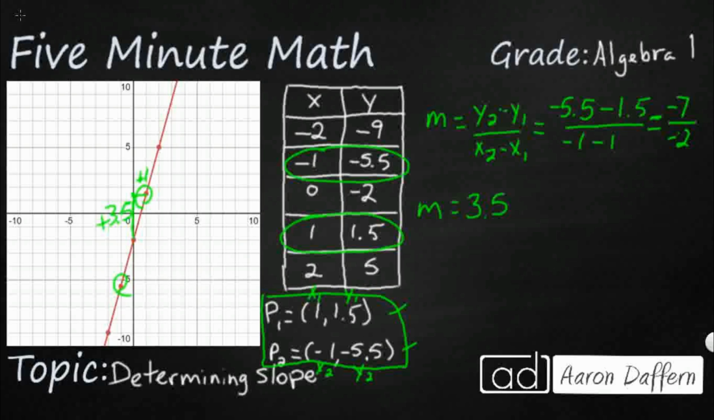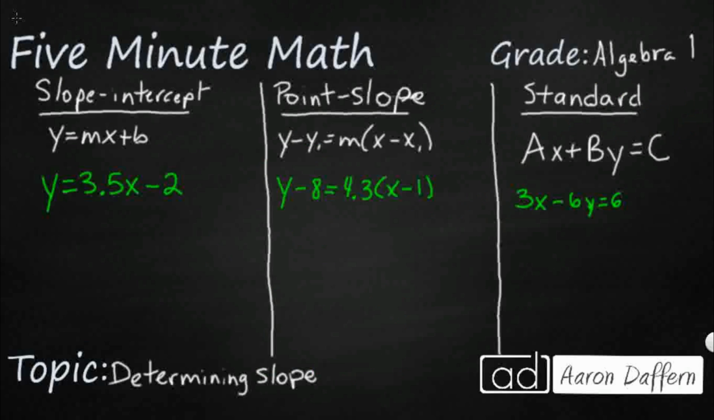It's a positive slope. Now, how would we do this if we were looking for the slope if given an equation? So the three equations that we are used to are slope-intercept, point-slope, and standard form. And this right here, this y equals 3.5x minus 2, that's actually the equation for the table of values and the graph that we just looked at.